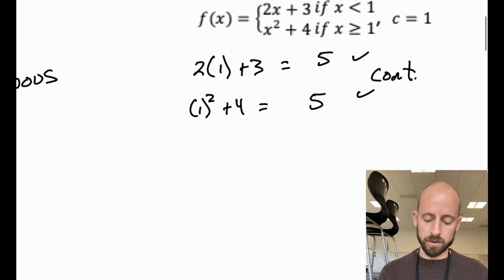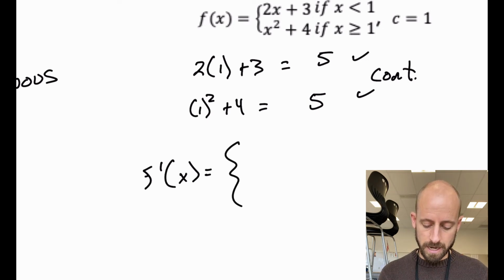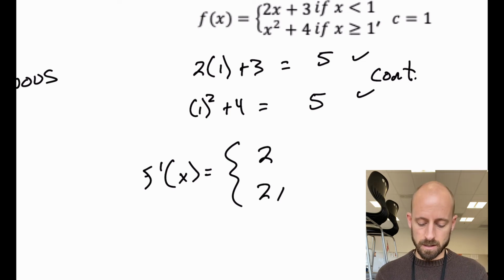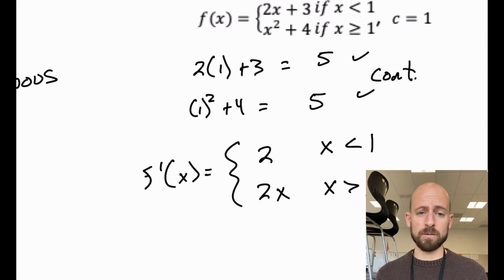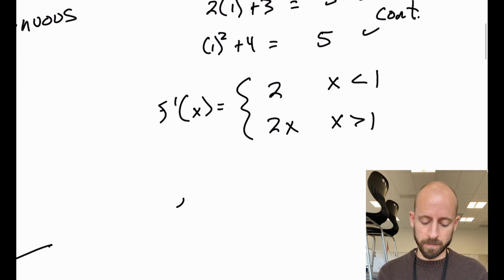And then I want to take the derivative of each piece, and then I'm going to plug in 1 to see if I have a nice handoff in slope. So the derivative of the top piece is going to be 2. The derivative of the bottom piece is going to be 2x. All right, and again, I'm going to put x is less than 1 and x is greater than 1 for now, because I don't actually know if I should underline it. I don't know if the derivative exists at 1 yet.